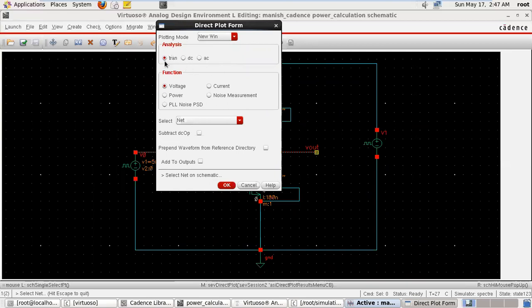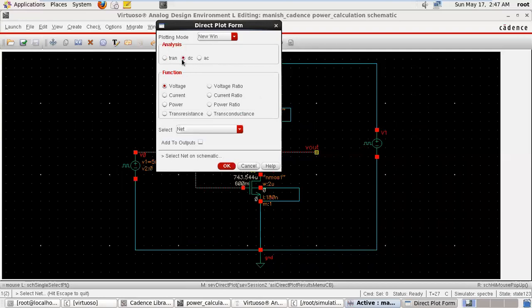There are three types of analysis: transient analysis, DC analysis, and AC analysis. Because we have done the transient, DC, and AC, we are studying them one by one. So first we are going to the DC. In DC analysis, you find here the functions: voltage, current, power, transient analysis, voltage ratio, current ratio, power ratio, transconductance. First, because we are mainly interested in power, but we also want to know about the voltage.